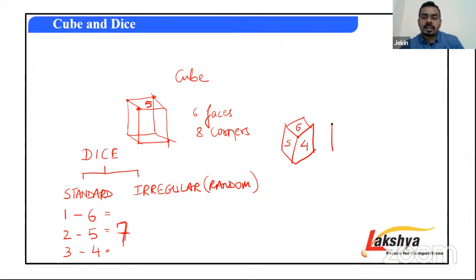There would be another position of the same dice given. It could be anything. I'm just writing random numbers out here. 6 could be here, 3 could be here, and 2 could be here. Some random numbers, and they would be asking questions. What would be the side opposite 2, or opposite 6, or opposite 5, or opposite 4 or 3, or whichever number they want to ask. Now, imagination is very important.